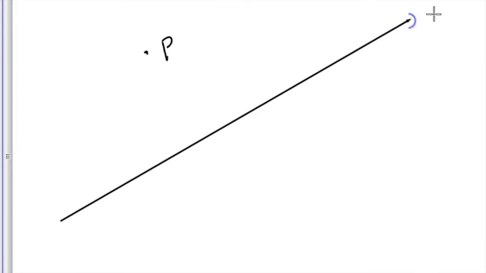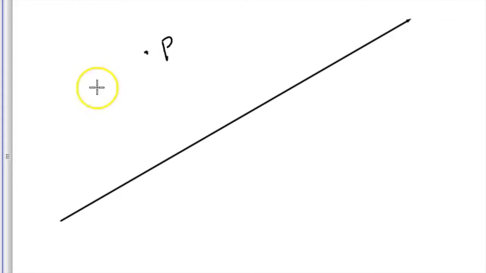Next, we're going to be constructing parallel lines. To do that, it's going to be similar to a perpendicular line. We're going to start off again with our point P, and then we're also going to start off with, again, our line. I'm going to switch it up this time. I'm going to make the line diagonal on the page, just a diagonal line right across the page.